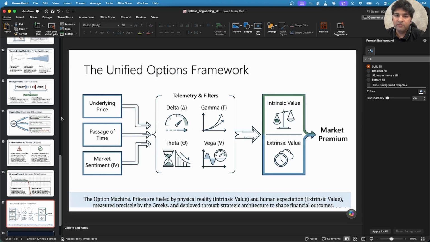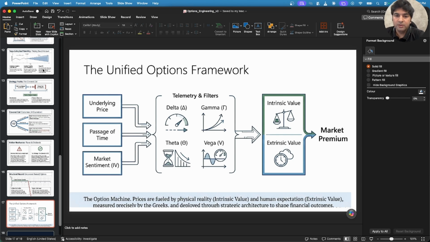Next is the unified option framework. We talked about a lot of things today. We talked about underlying price, the passage of time, and market sentiment, and then we have the telemetry and filters, what we call the Greeks: delta, gamma, vega and theta. All of these define the intrinsic and extrinsic value, and that is converted into market premium.